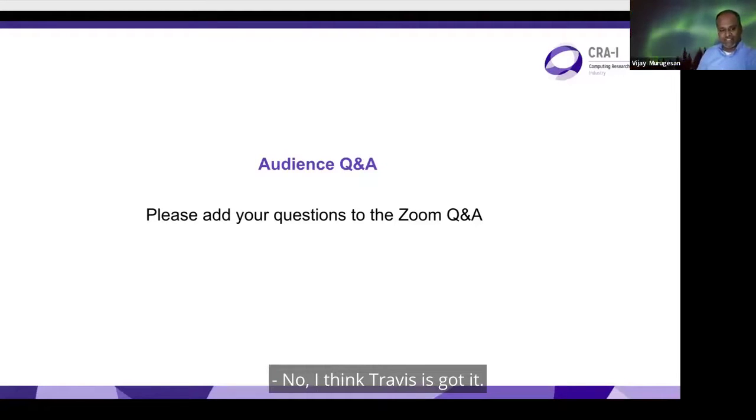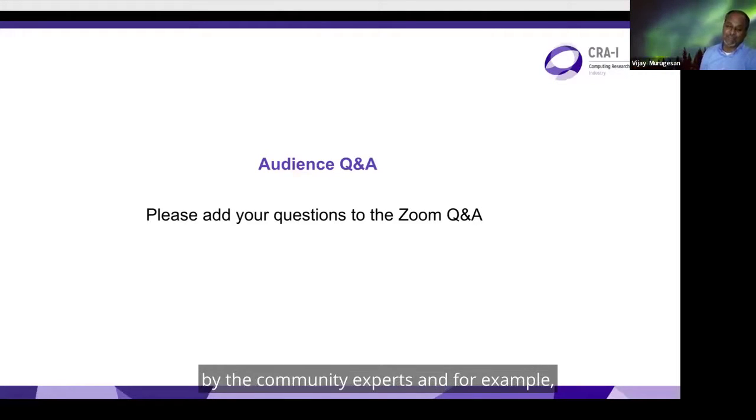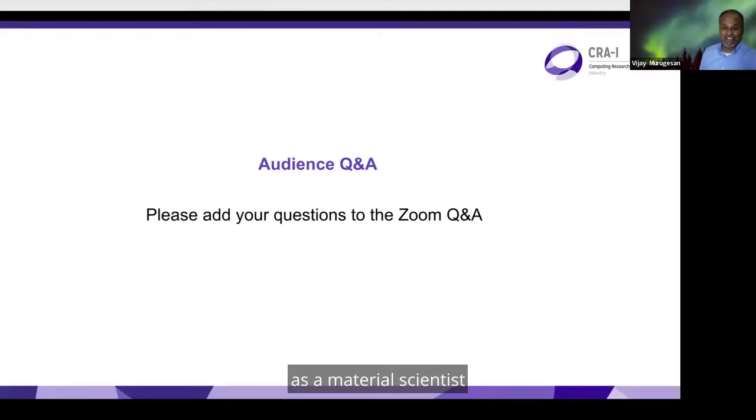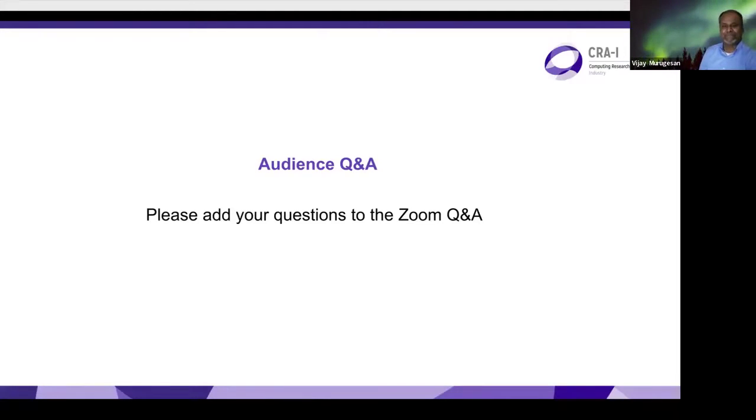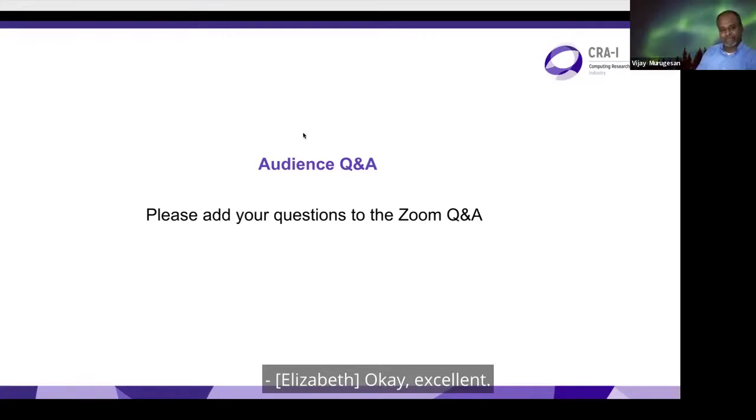No, I think Travis got it. I mean, we need to have a clear standard, and that standard needs to be set by the community experts. For example, in materials, we need to come up as material scientists and establish the standards. It has to happen, and I hope it will happen soon. Then later, yes. Okay, excellent. Thank you, Vijay.